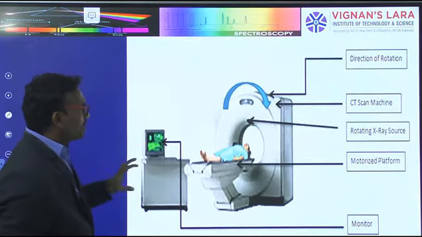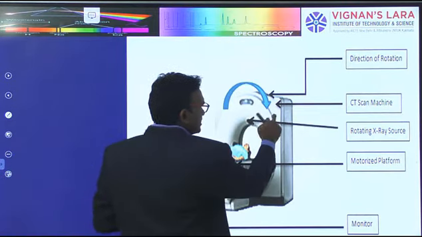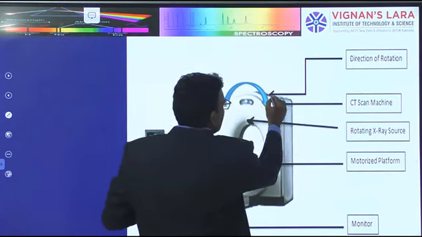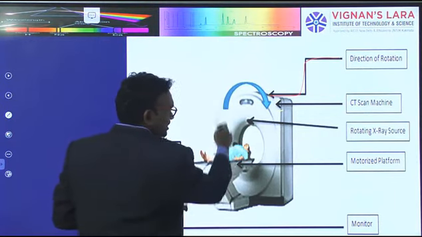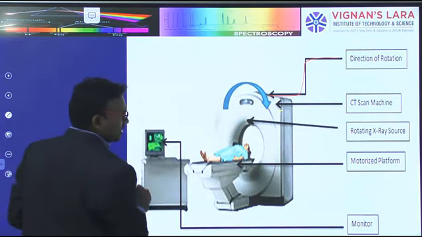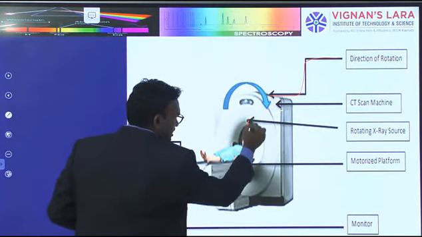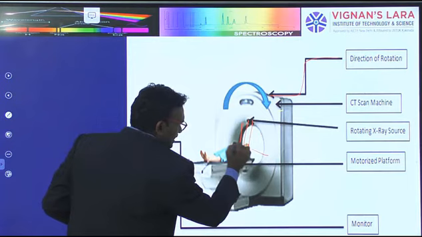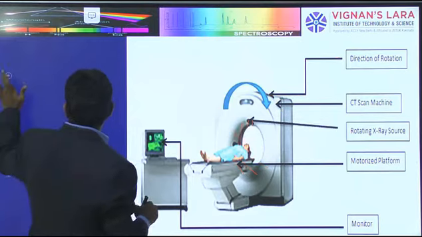This is the simple diagram of the CT scan machine. There is the detector, which rotates. This is the rotation part. This is the motorized platform. This is the monitoring. This is the X-ray source, where the X-rays are emitted. The X-rays pass through the human body as it rotates.